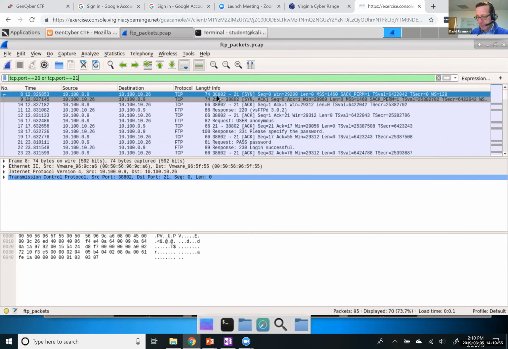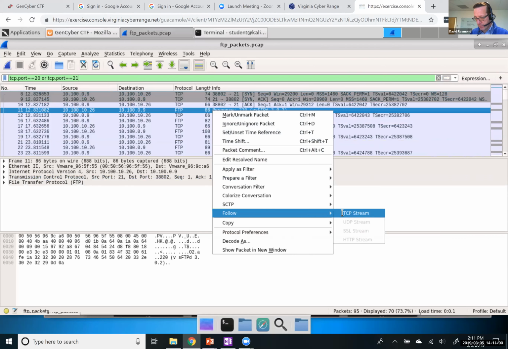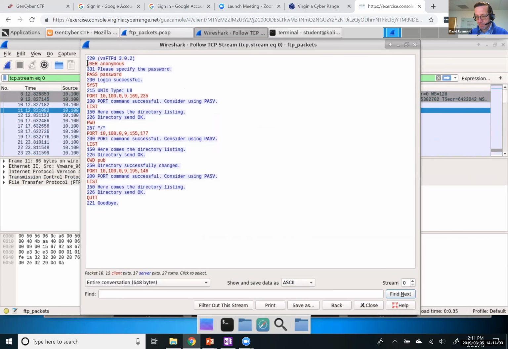So I got my SYN-ACK, and I'm going to follow my TCP stream. Okay, so this is the exchange between client and server in the FTP protocol. As soon as the TCP connection was made, the first application layer traffic that was sent was from the server to the client, a 220 message.